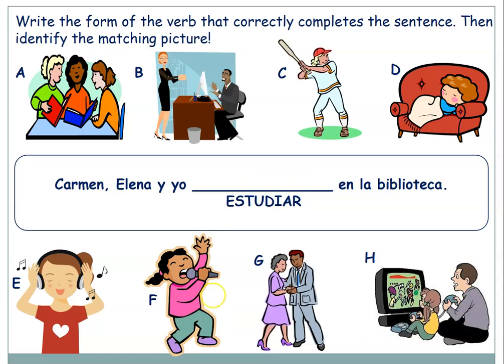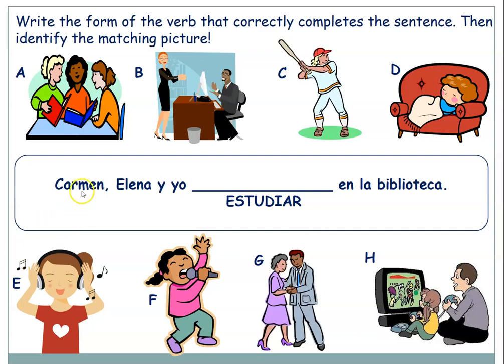Let's try another one. Carmen, Elena y yo, and I need the verb estudiar en la biblioteca. I have to conjugate estudiar. Well, primero, I know that's a. The girls are studying, they have their books. However, I can't say estudiar. I have to change estudiar to match who I am speaking with. I have to conjugate it.